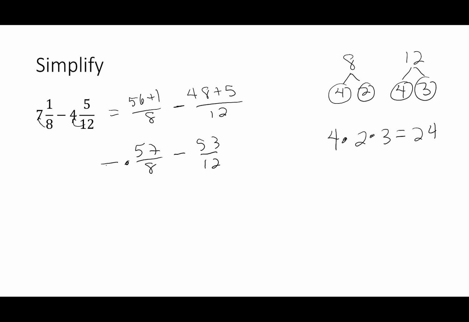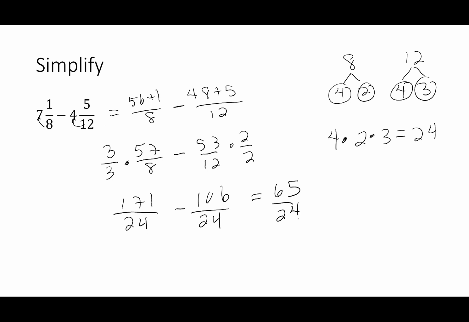So 8, I would multiply 3 over 3 to get 24. With the 12, I would multiply 2 over 2 so that I get my 24. I'm still going to use my calculator though, because 3 times 57 I don't want to do in my head. It gives me 171 over 24. 53 times 2 is 106 over 24. 171 minus 106 gives me 65 over 24.